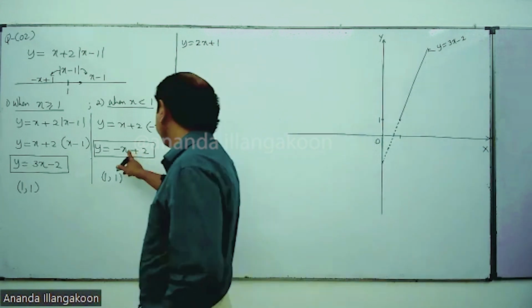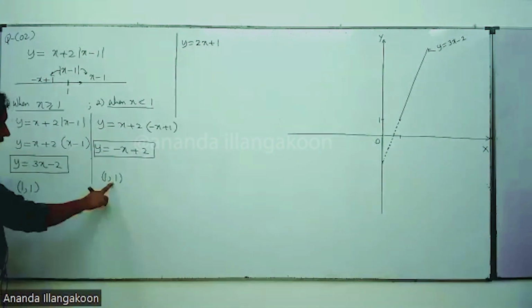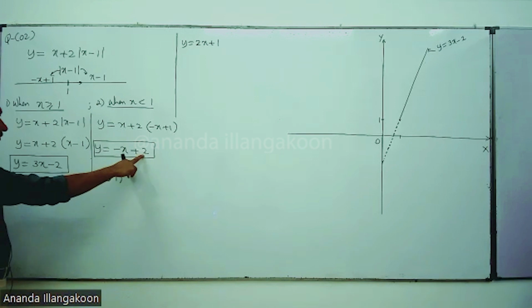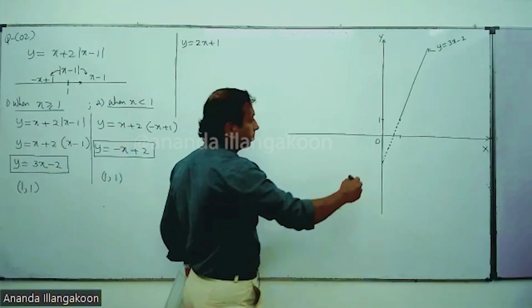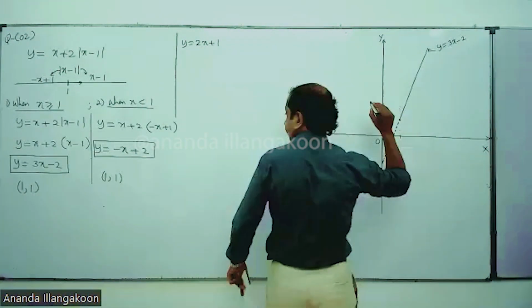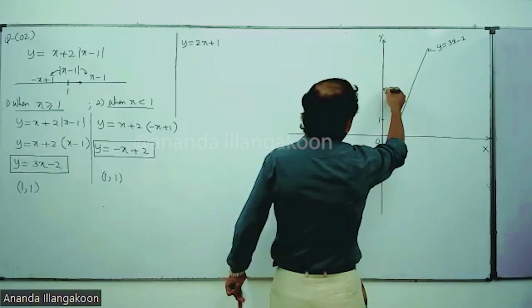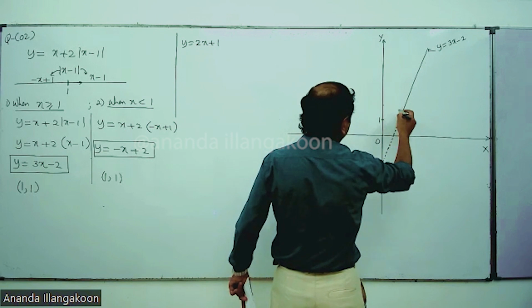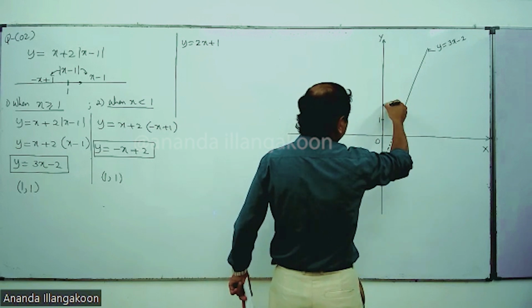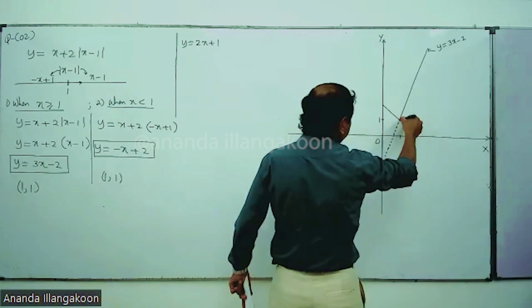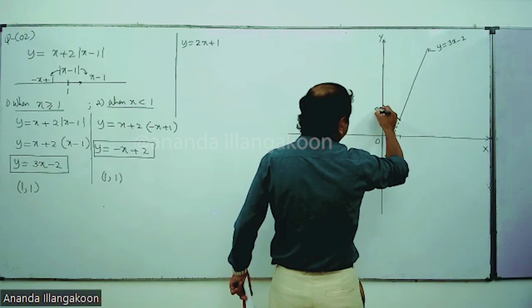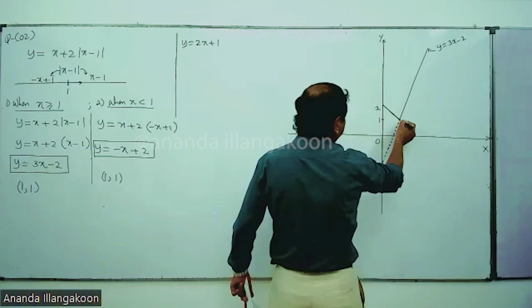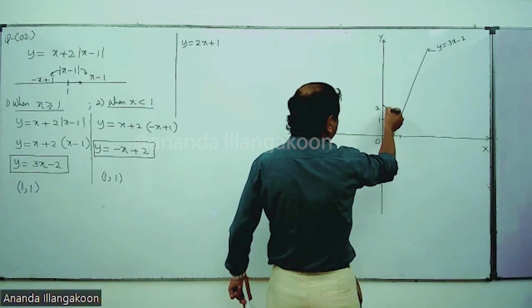For this one, again the same point, intercept is plus 2. Here 1, here 1, this is 2. These 2 points we have joined. This point is 2. The line should be produced to this end.